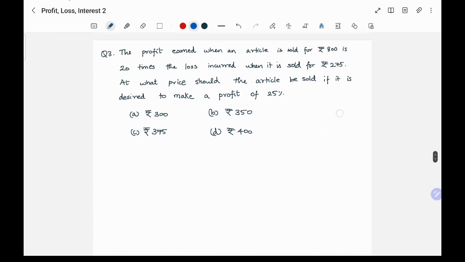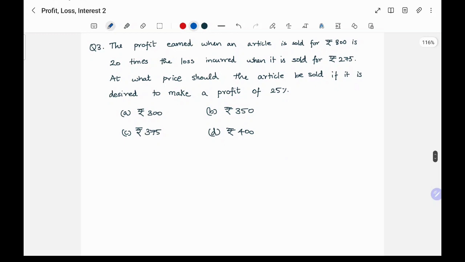The profit earned when an article is sold for rupees 800 is 20 times the loss incurred when it is sold for 275. At what price should the article be sold if it is desired to make a profit of 25%? Okay. So the selling price 1, let's take, is 800. Then the profit, let's take it as P. If the selling price is 275, then they make a loss. Let's take it as L. So this P is equal to 20 times L.